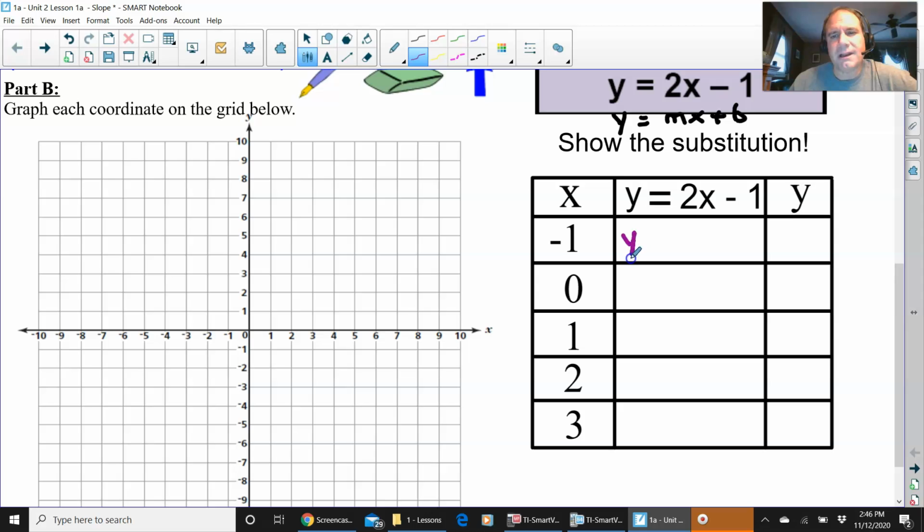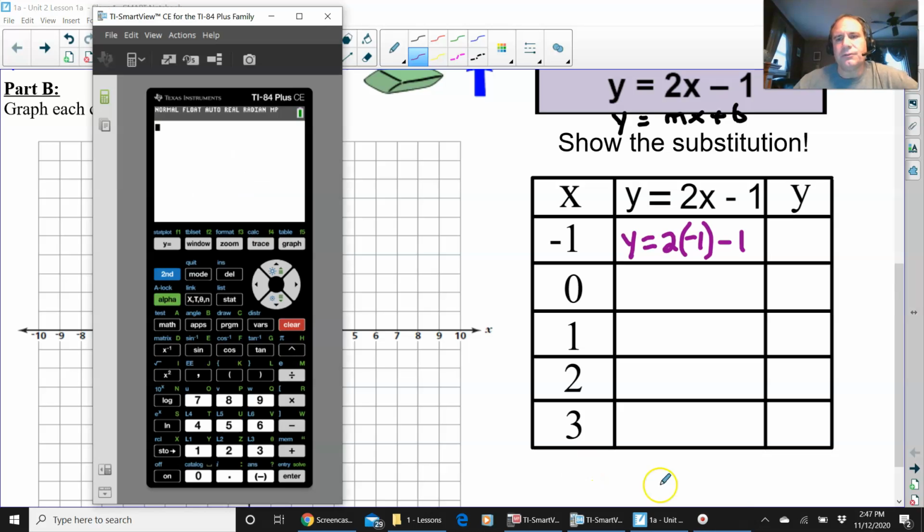So we're going to put y equals 2, and every time that you substitute, put it in parentheses, -1 minus 1. So we're bringing the calculator up, and we have 2 times parentheses -1, and we are going to press enter, and that is your y. So you put your -3 here. Go ahead and do the same for the next one.